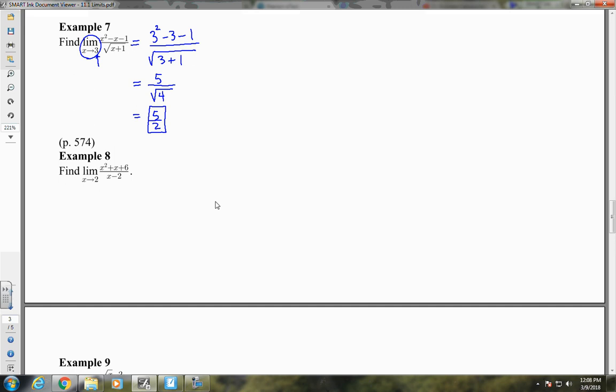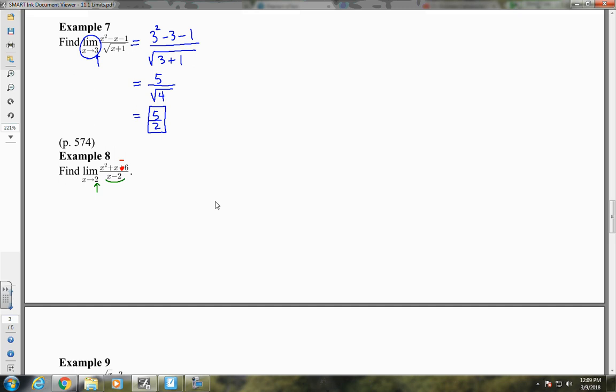Now contrast this example with example 8. In example 8, our target value is 2. And notice if I plug 2 in for x in the denominator, I'm going to get a 0 in the denominator. So I won't be able to evaluate this one by direct substitution. Also, please forgive me, I've got a typo right here. To match the problem in the book, that sign should be a minus. So please correct that.